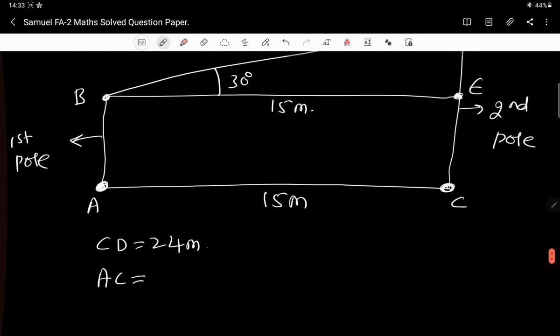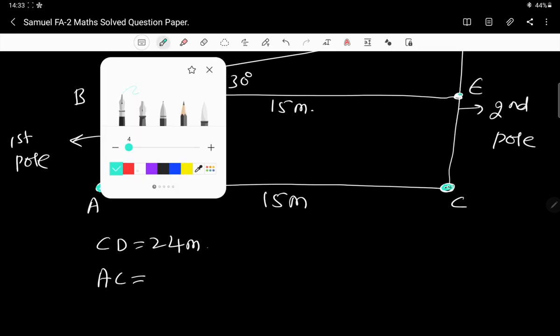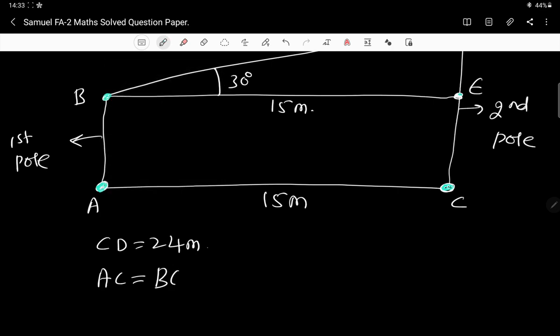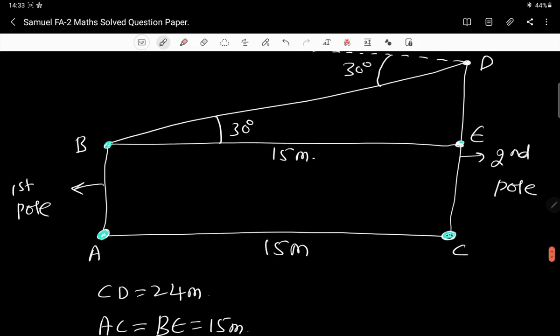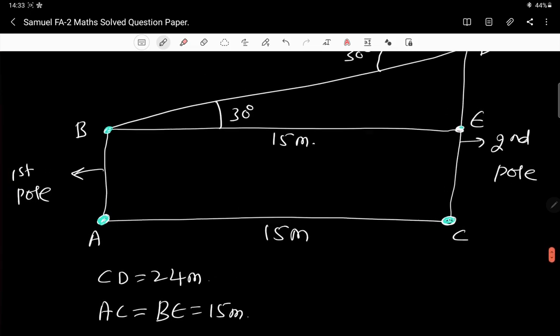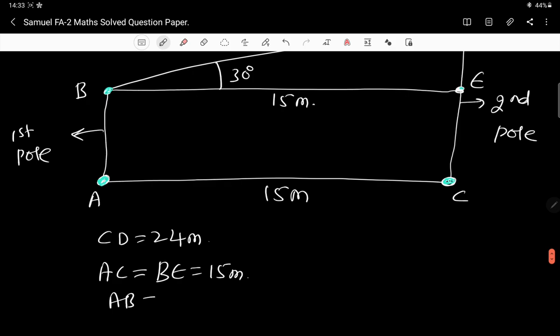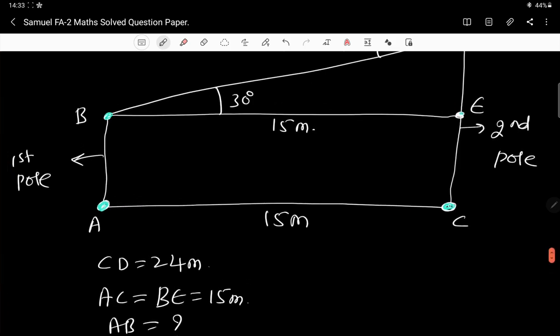AC means from A to C, and BE means from B to E. These two distances, how many are they? They are 15 meter, alright? Now they are asking height of the first pole, AB is equal to question mark. That's what they are asking.